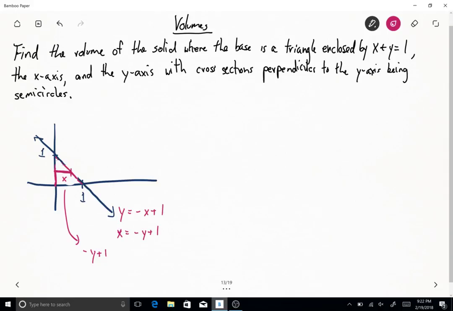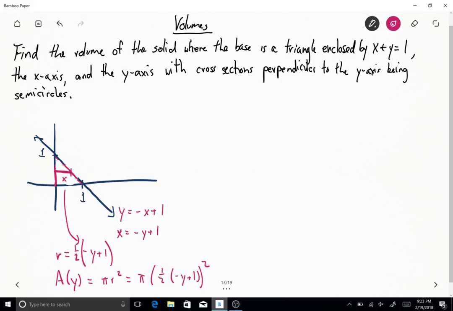Now, what do we want to do with that? We want to take 1/2 of that. We'll take 1/2 of this, and that'll be our radius. So our radius equals 1/2 times negative y plus 1. And what we want now is the area of a cross section, and this is in terms of y, equals pi times our radius squared. Well, what's our radius? It's just 1/2 times the quantity negative y plus 1, squared.